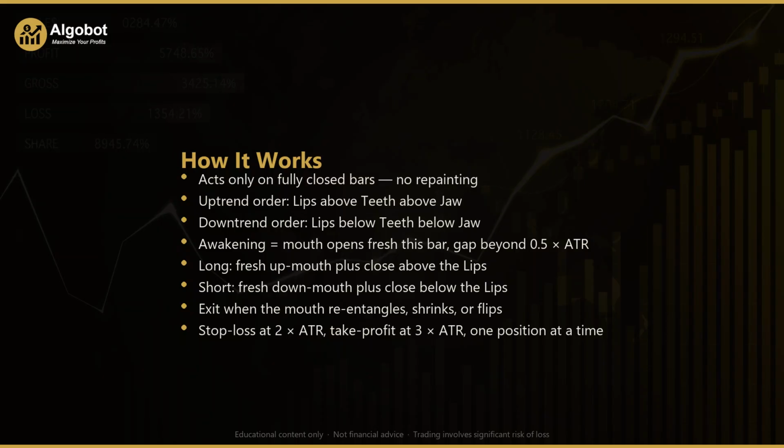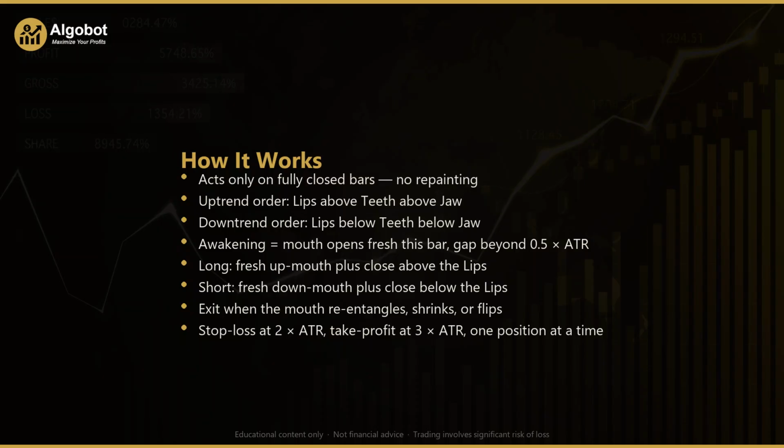Once a position is open, the strategy watches the mouth. If the lines re-entangle, or the gap shrinks below the exit separation ATR multiple, which defaults to 0.2, the strategy treats the alligator as sated, the trend is finished, and it closes the trade. It will also close and step aside if the opposite mouth suddenly opens, which signals a hard reversal.